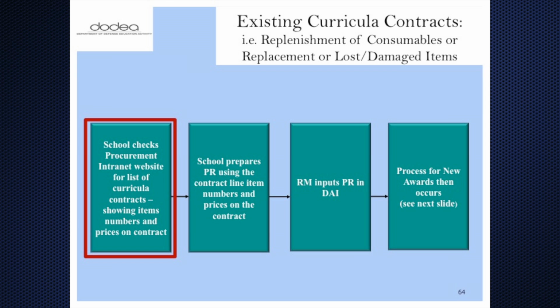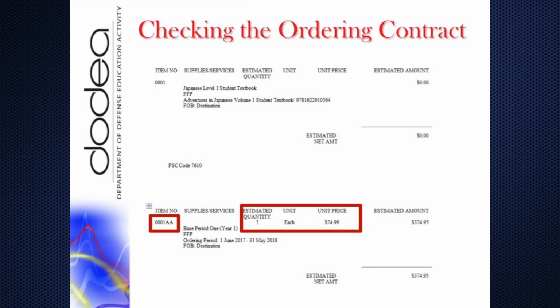And then the second box there, you see that you are going to prepare your PR with the requisition sheet, and under the requisition sheet, you are going to reference the exact contract line item numbers and prices on the contract. And that's the information that will flow through DAI into PD2, and procurement will know exactly what you're trying to order and what contract you're trying to order from. So this is what a contract schedule looks like if you're trying to get that information.